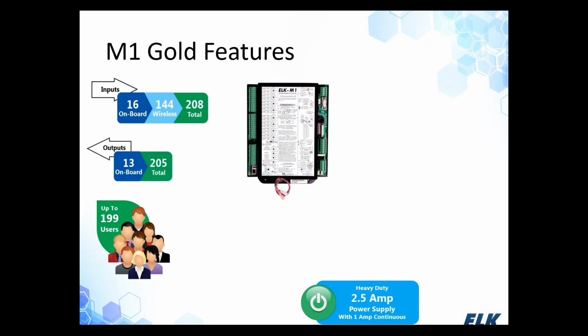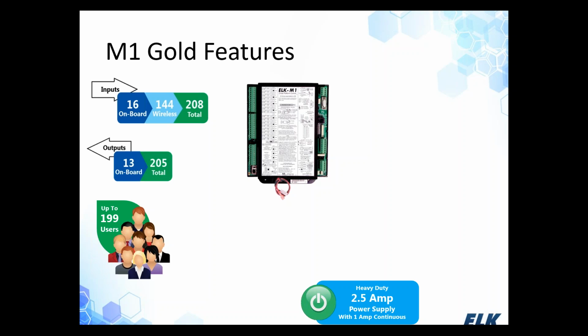The outputs, there's 13 outputs on board. Output 1 and 2 are hard-coded. Output 1 is your interior voice and siren. Output 2 could be either exterior siren or converted into a voltage output. Output 3 is a general purpose Form C relay.